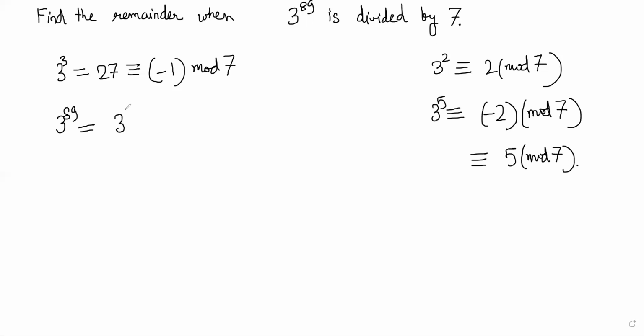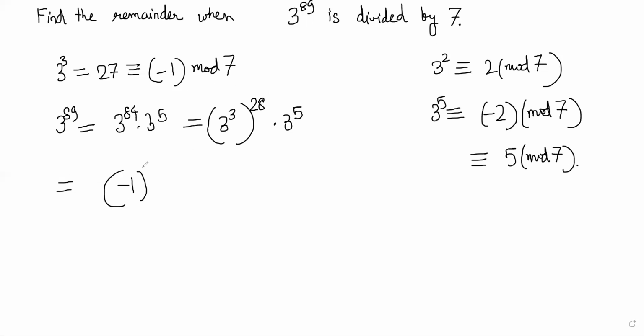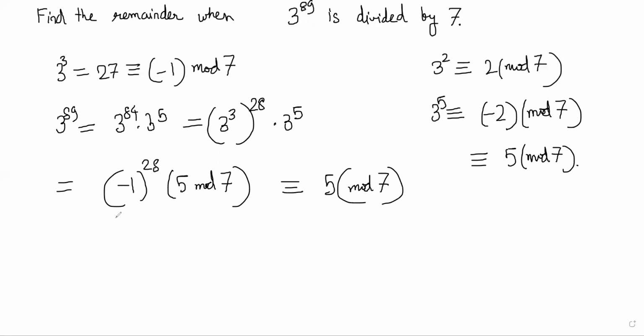So now let's look at 3 power 89. It can be written as 3 power 84 into 3 power 5, which is equal to 3 power 3 power 28 into 3 power 5. And now 3 power 3 we know is minus 1 mod 7, so it is minus 1 power 28. And 3 power 5 is 5 mod 7, right? So the overall thing comes out to be 5 mod 7, because this becomes 1 mod 7 and this is 5 mod 7. So very quickly you can find remainders when you apply congruences to problems, right?